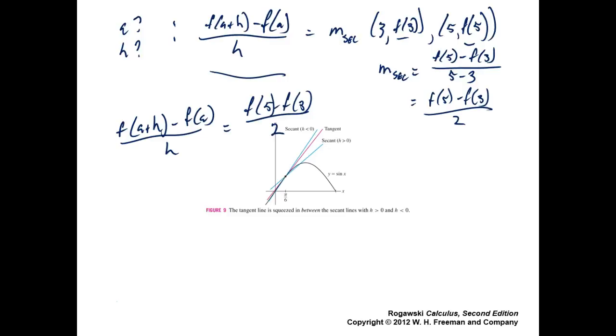Okay. So let me make sure that's what they were wanting in the back. But yeah, A equals 3 and H equals 2. That's exactly what they wanted. Okay? All right with that?